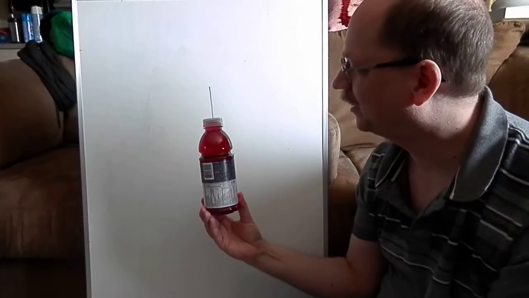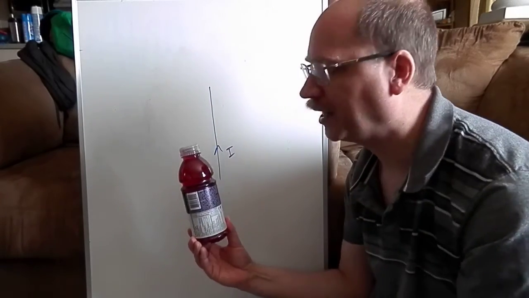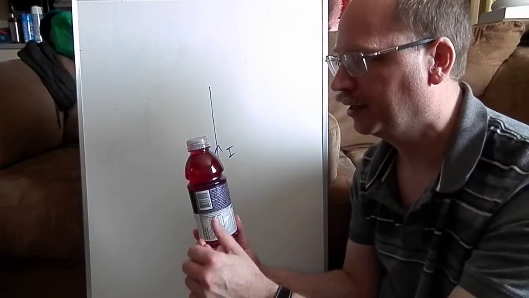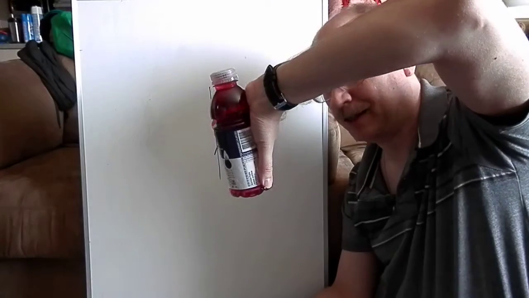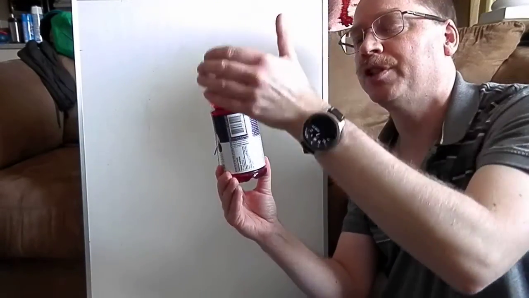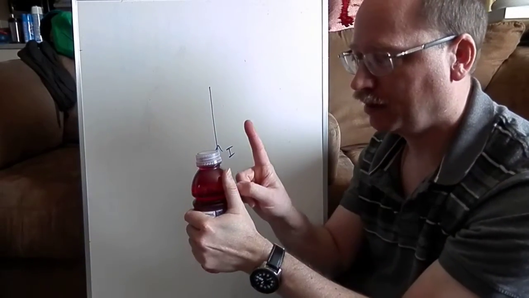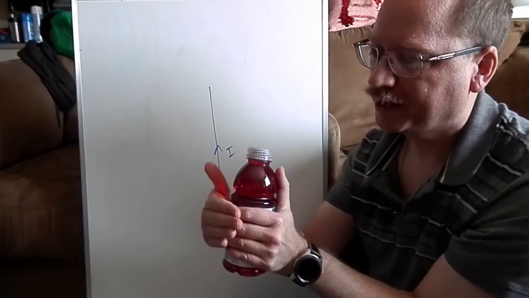And so I need to grab this with my left hand so that my thumb is pointing up in the direction of the current. So doing it like this would be wrong, because my thumb is pointing down. I have to reverse my hand and point it like that. Now I've got my thumb pointing up in the direction of the current. You can see my fingers.